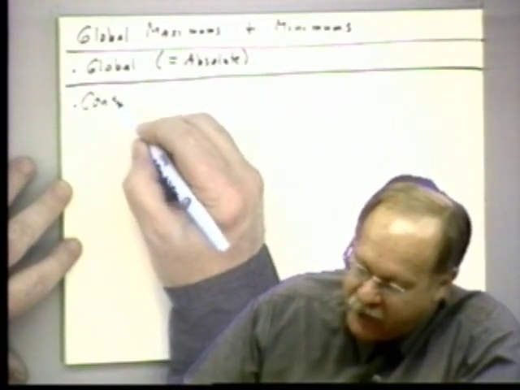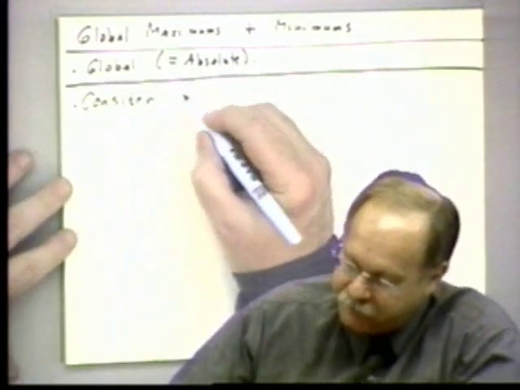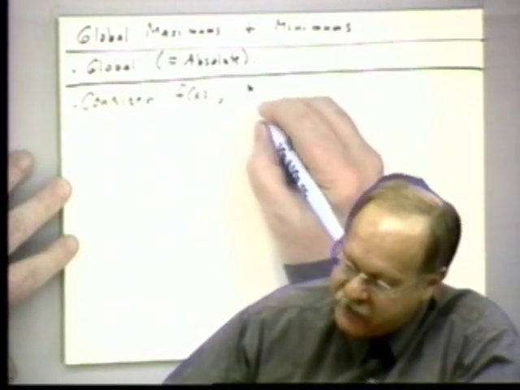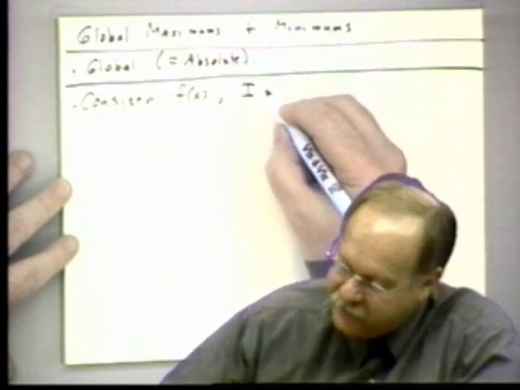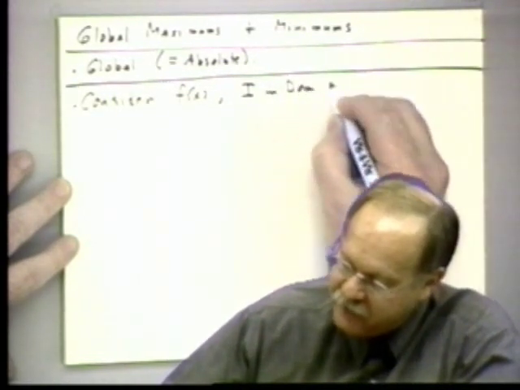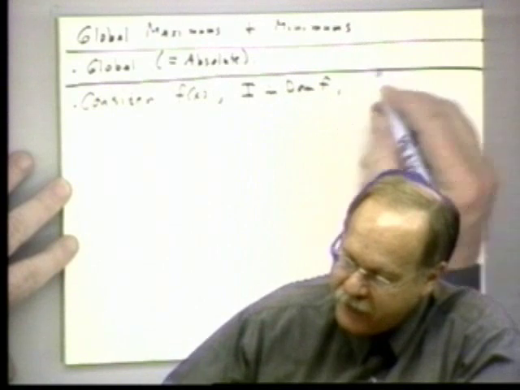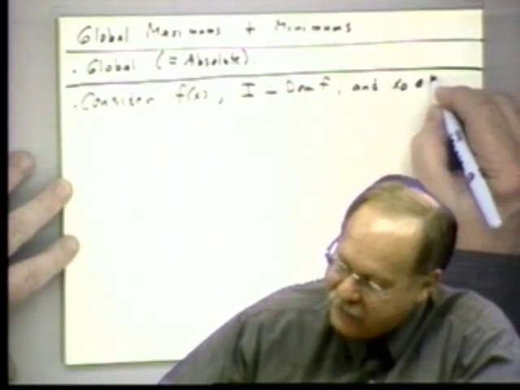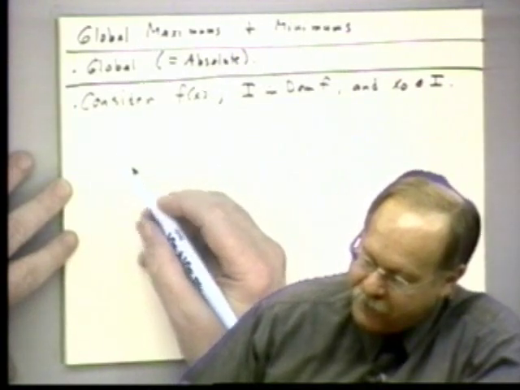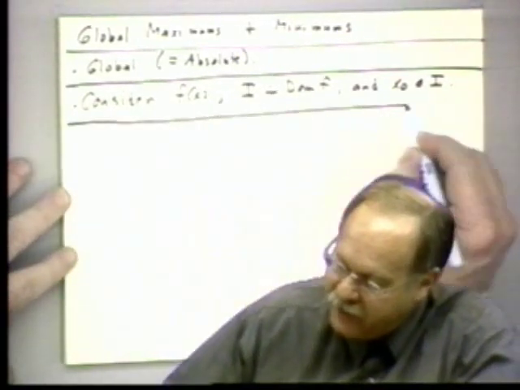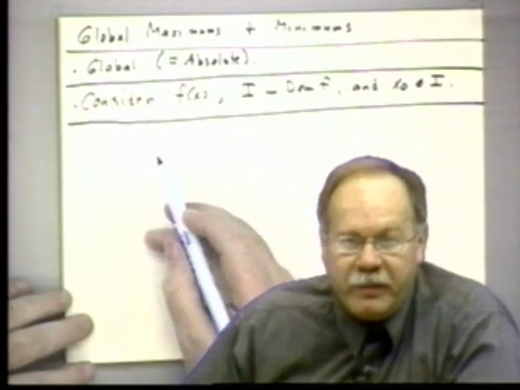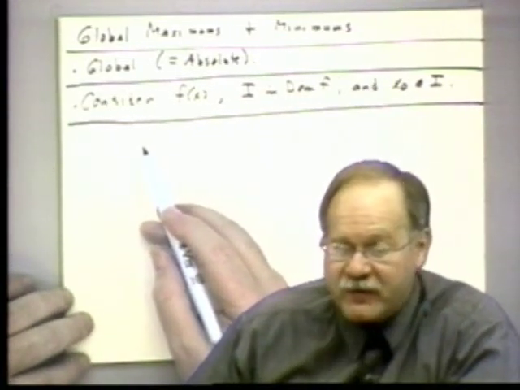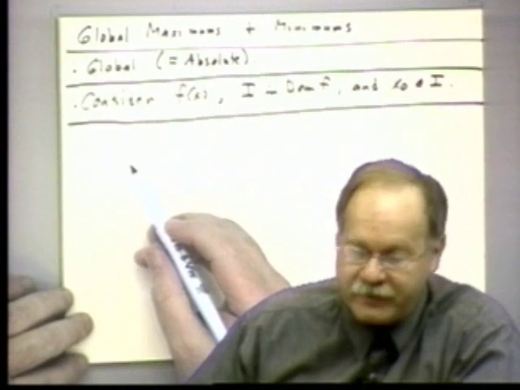What we want to do now is consider a function, let's say f of x, and let's take some interval I that's contained in the domain of f, so f is defined totally on I. And finally, let's take some point in that interval I. Now I want to define what a global maximum and a global minimum is. And it's a pretty easy idea.